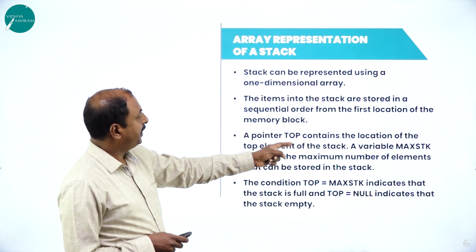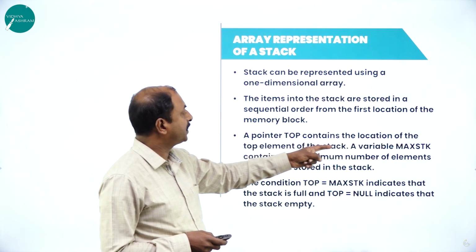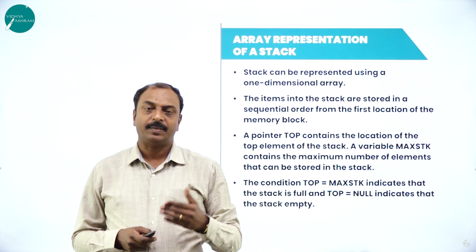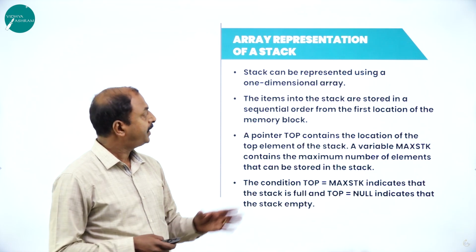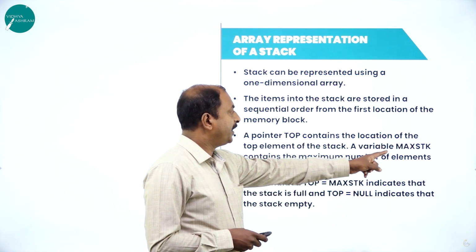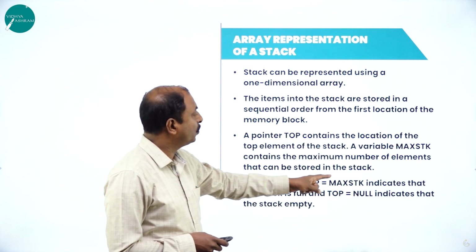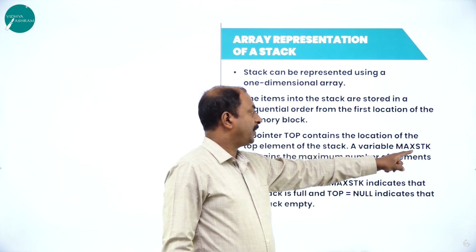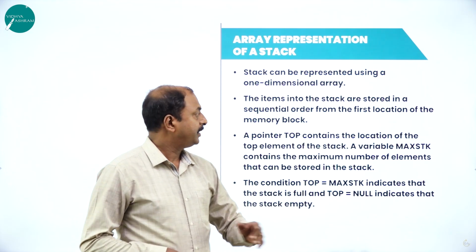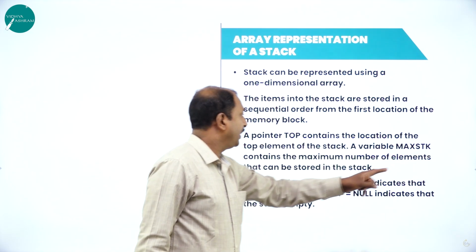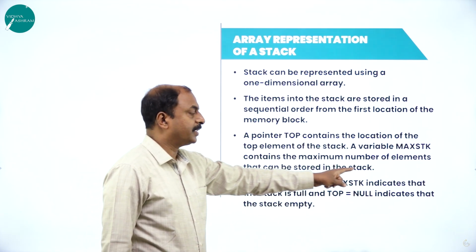Now a pointer is top. The top is the pointer. It contains the location of the top element of the stack. So top is the pointer, the place where we are inserting or adding a new element to the stack. A variable max stack contains the maximum number of elements that can be stored in the stack. So this is nothing but the length of your array. Once the stack is full, the condition is called maximum stack. So it indicates the maximum number of elements that can be stored in the stack.